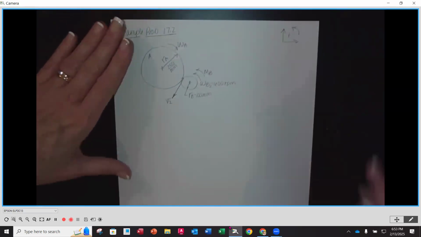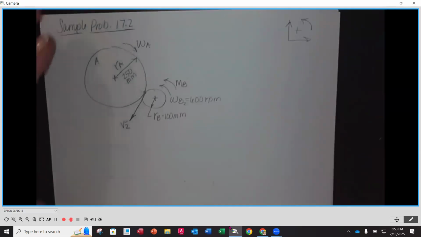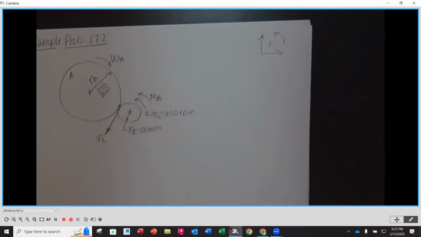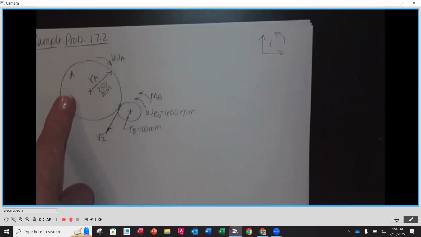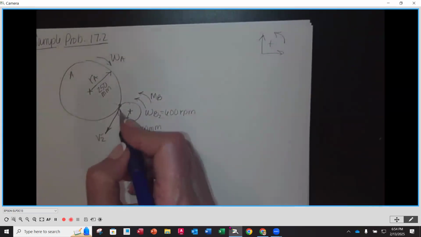So what I got started here was just the illustration, so I wouldn't be taking up too much time at the beginning of the problem. This represents gear A, gear B. I have their rotations, the moments that are going to be induced, their radii, and also their common velocity v_2 that we see here. And we'll talk that through in a little bit.